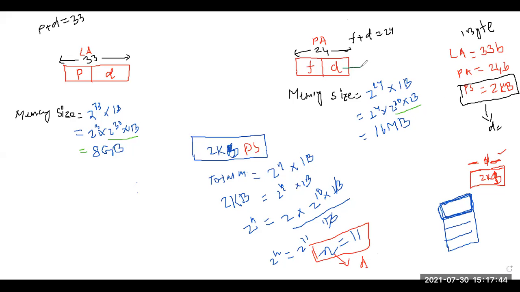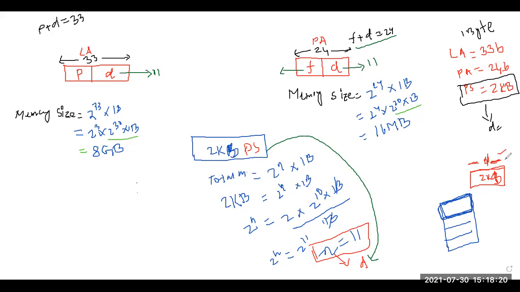Now I can write that n equals 11 and d equals 11. Now you tell me, if d equals 11, how many bits are used for f? f plus d is 24. What did we calculate from the page size? From the page size we have calculated the value of d, which is equal to 11. Yes or no?